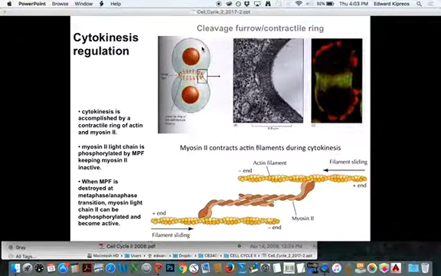All right, so now we're going to talk about cytokinesis and why cytokinesis occurs after the metaphase to anaphase transition.